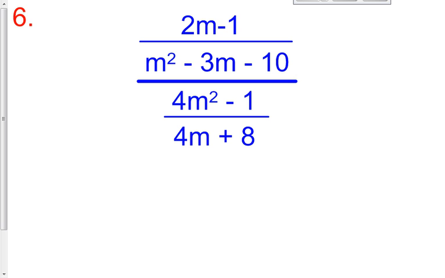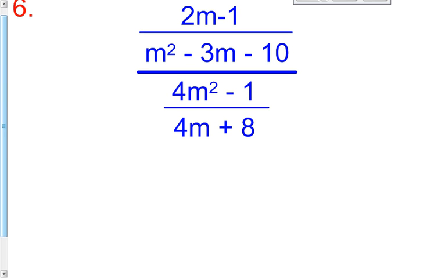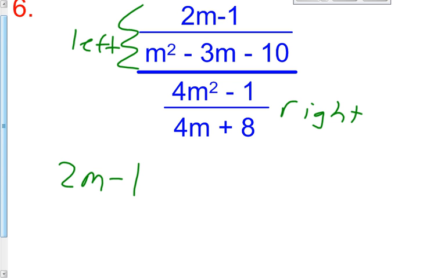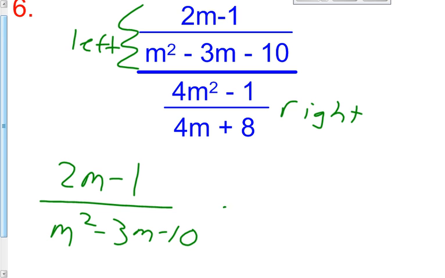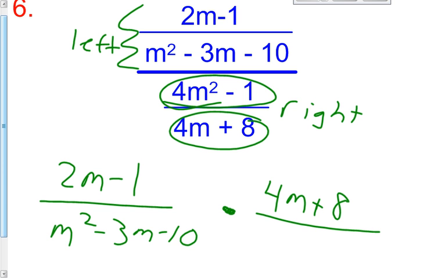Last one, number 6. We have this garbage right here. Let's put this part right here on the left, and let's put this part on the right. So we're going to have 2m minus 1 divided by m squared minus 3m minus 10. Now let's multiply by the reciprocal. So my denominator right here is going to move to the numerator, which is 4m plus 8. And my numerator right here is going to move to the denominator, which is 4m squared minus 1.